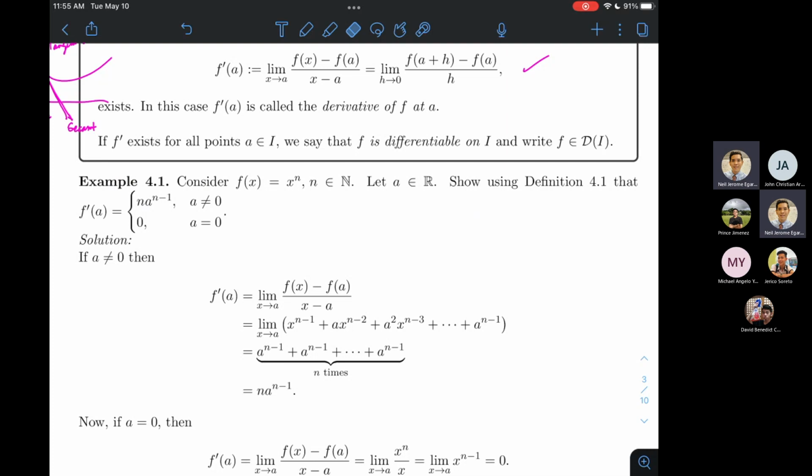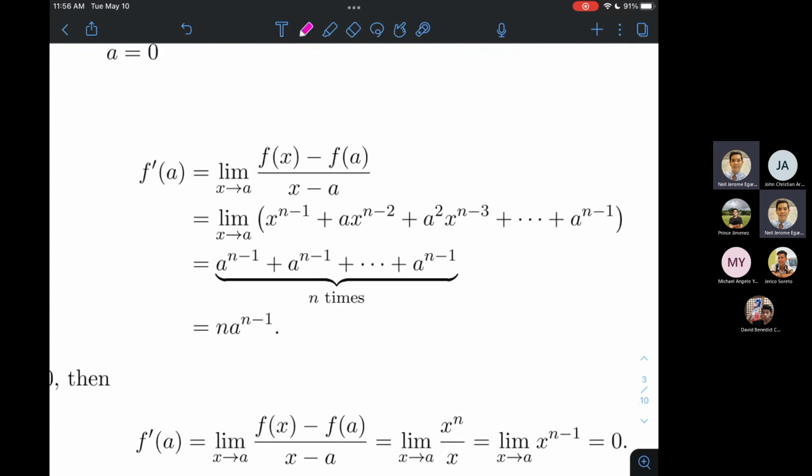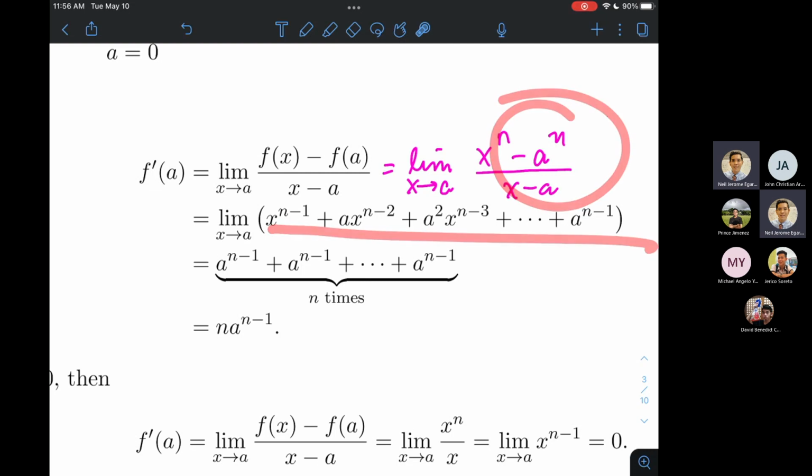Now, to prove this assertion, madali lang. Gamitin lang natin yung limit definition na nandun sa definition. Okay. So makikita natin, alright, so this is basically how we define f prime. Okay. Tapos gawin ko yung limit ng f of x, which is x to the power n, minus f evaluated at a, so that's going to be a to the n, divided by x minus a as x approaches a. And then pagka pinerform niyo yung long division, or if you remember the special product, this quotient simplifies to this.